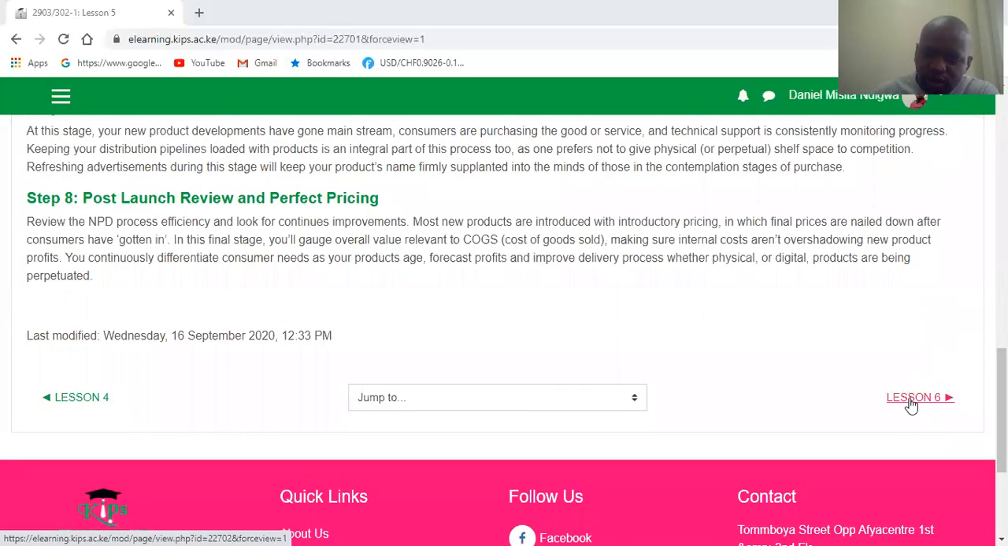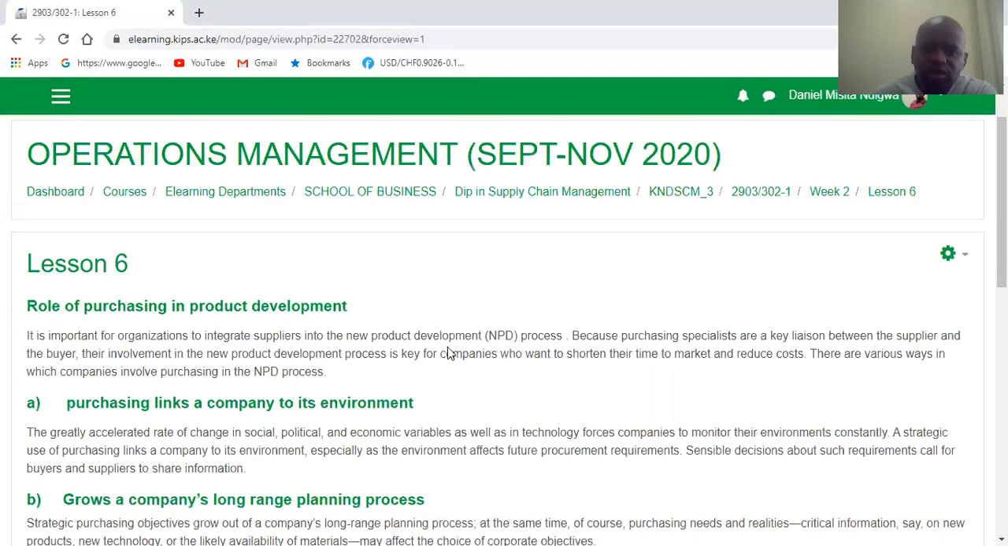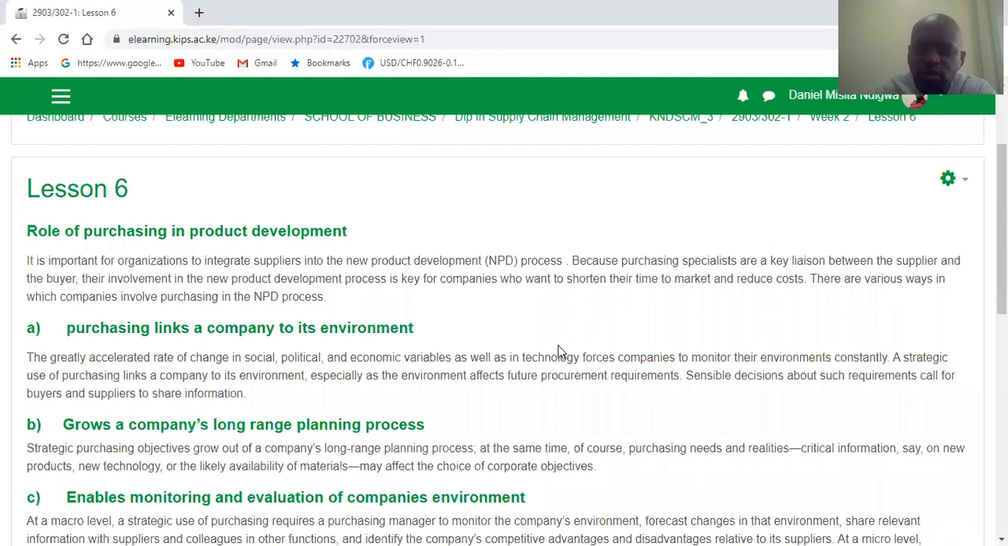The other important thing that we will talk about today is the role of purchasing in product development. What is the role of purchasing in ensuring that you develop the best? The first role is that purchasing links a company to the environment. So you're able to link what the company does to the environment.